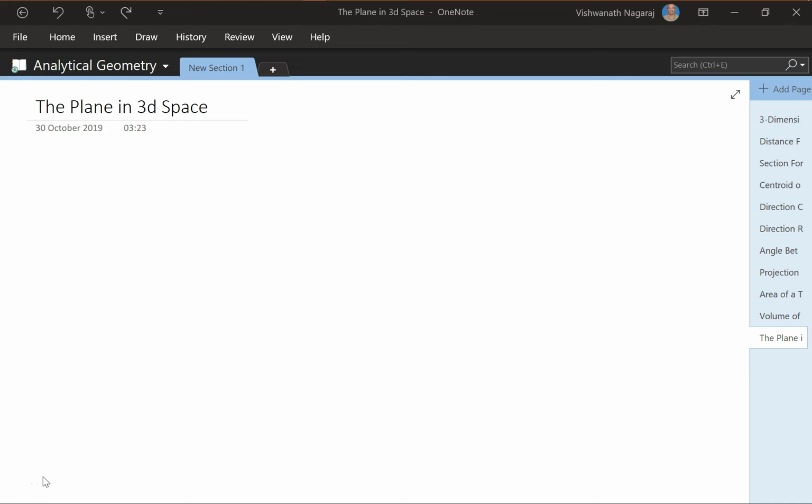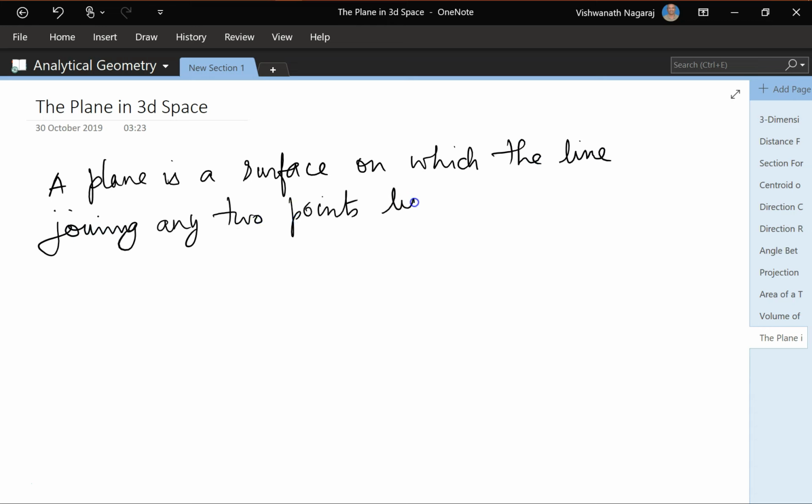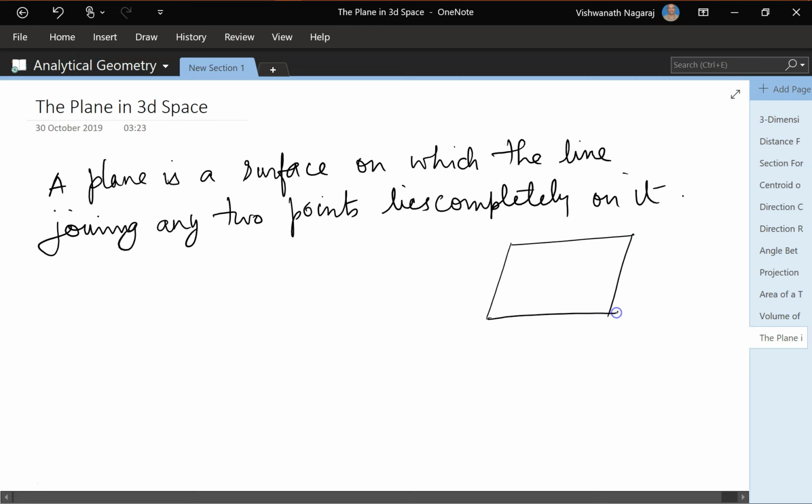Let's look at planes in 3D space. Now, what's a plane? A plane is a surface on which the line joining any two points lies completely on it. So what this basically means is, let's say this is the plane. Now you take any 2 points on this plane. Then if you connect these 2 points to form a line, then all the points in between these 2 points will lie on the plane.